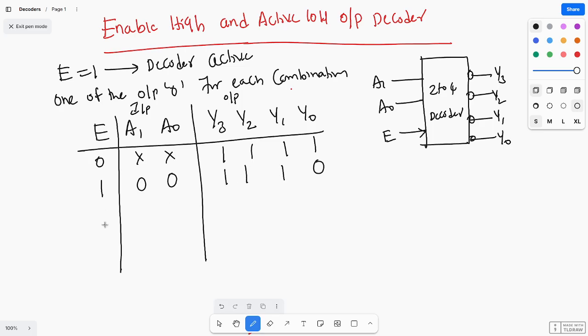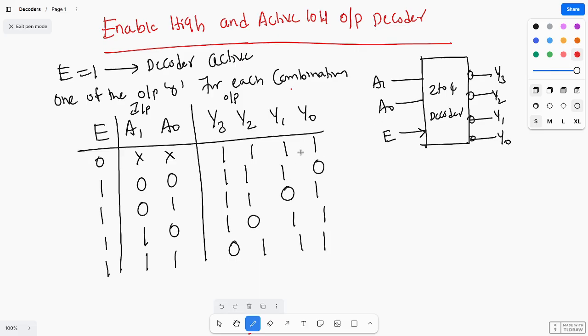At a time, only one output will be 0. When enable equals 1 and the inputs are 0 1, y1 is 0 and the remaining are all 1s. When the inputs are 1 0, y2 is 0 and the remaining are all 1s. When the inputs are 1 1, y3 is 0 and the remaining are all 1s. So I want to get the expression for this. How to get it? y0 I'll get using max terms. Max terms we have already seen in POS, product of sums.